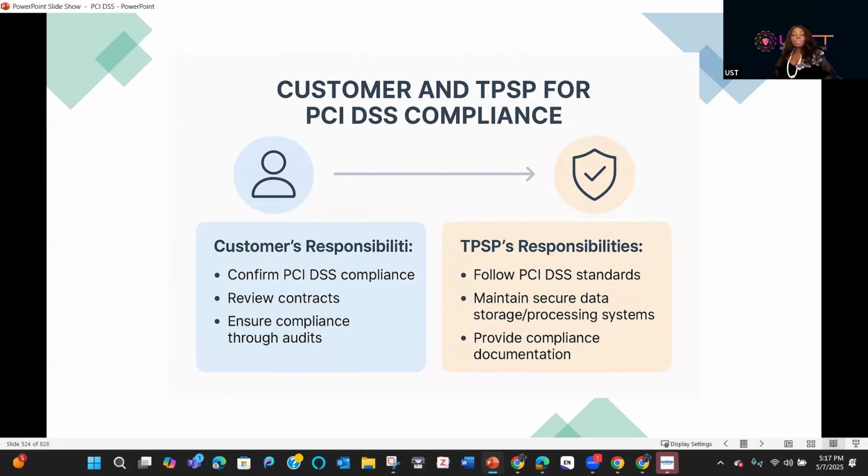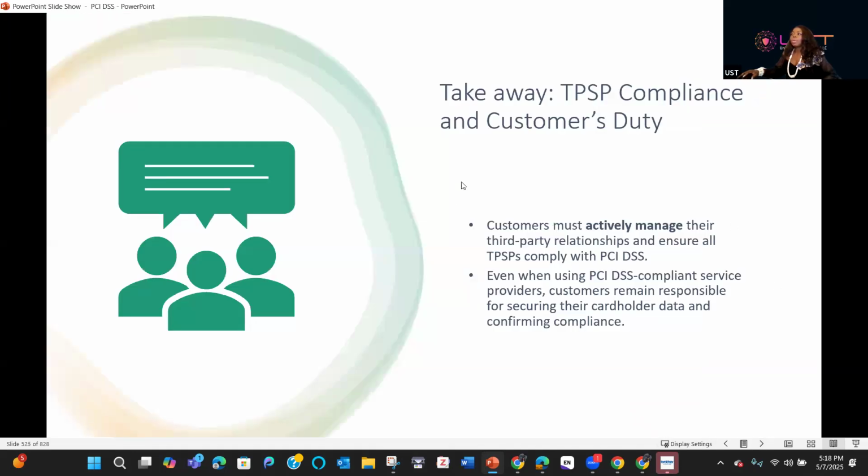And then for third parties, service provider responsibility: you follow PCI DSS standards, you maintain secure storage, processes and systems, and you also provide compliance documentation. All right. So, what is our takeaway? Customers must actively manage their third-party relationships and ensure all third-party service providers comply with PCI DSS. Even when using PCI DSS compliant service providers, customers remain responsible for securing their cardholder data and confirming compliance.